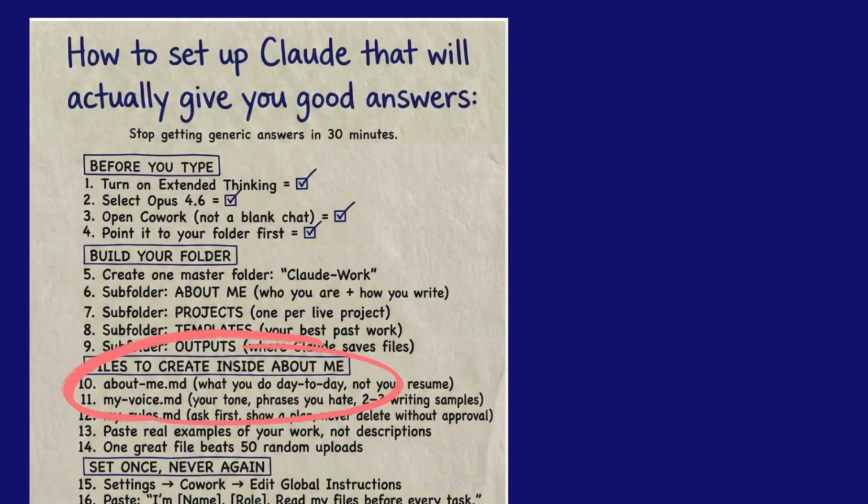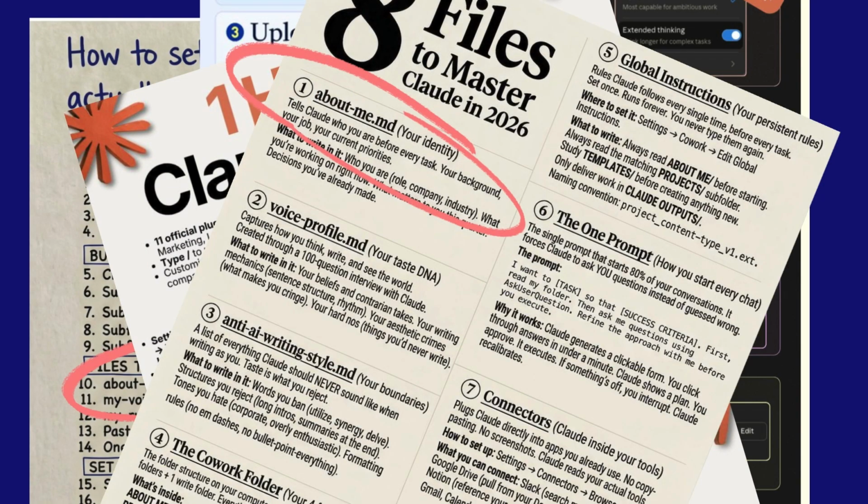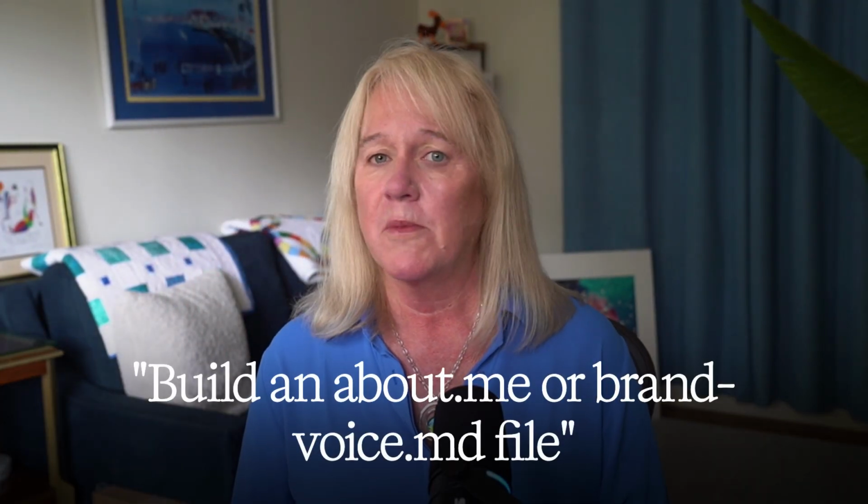If you're trying to create content with Claude, you've probably saved a LinkedIn infographic like this, or like this, or like this, or like this, or this. Every one of them tells you to build an about file or brand voice file, but not one of them actually tells you what goes inside it. So, is it supposed to be a bio, a style guide, a paragraph? The fix is actually one document with 4 sections.